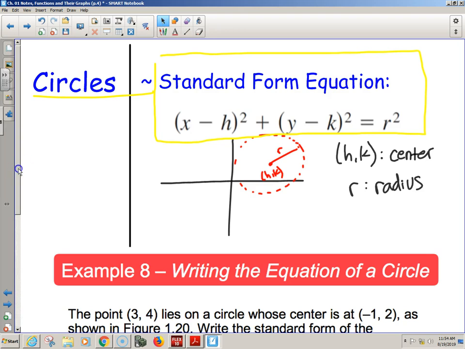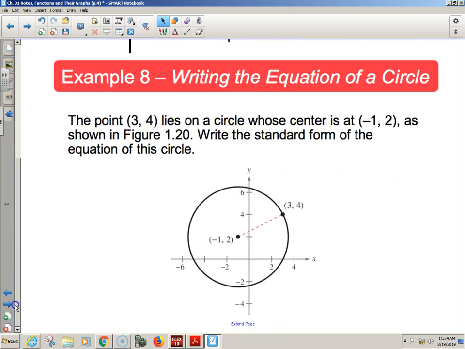So what if it gives you something like this? Oh, this one's not that bad. It gives you the center. Okay, that's cool. Where would we plug that in? In the h and k area.